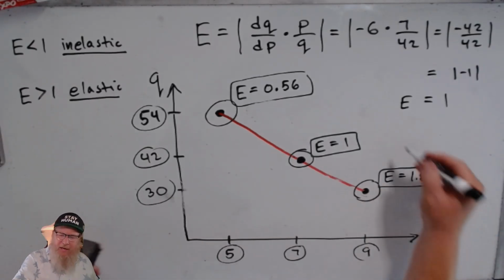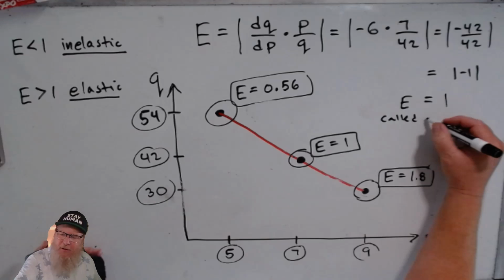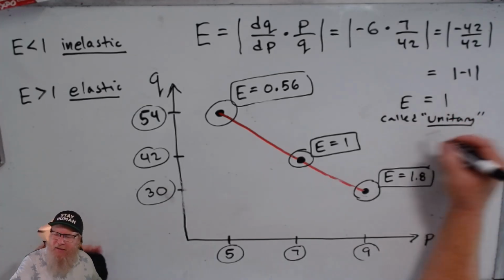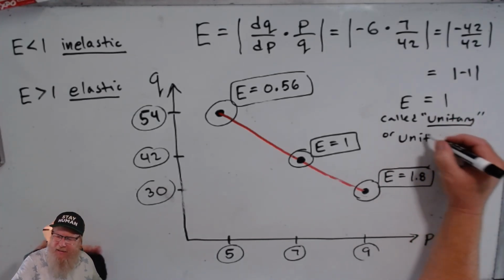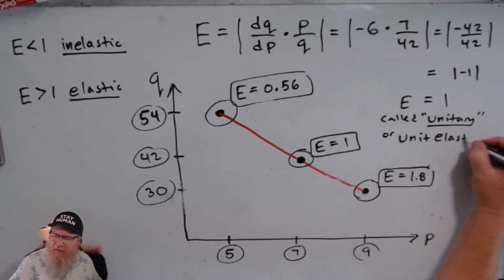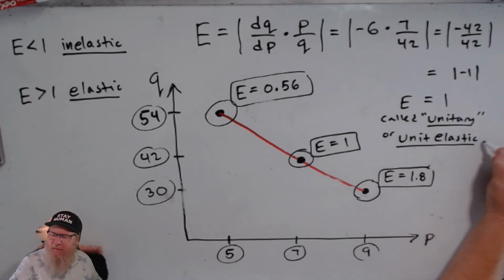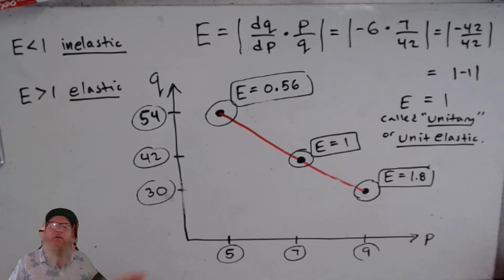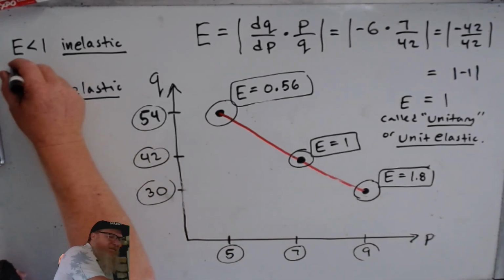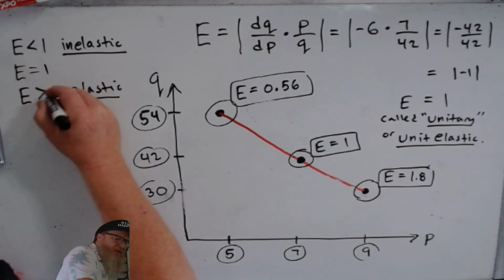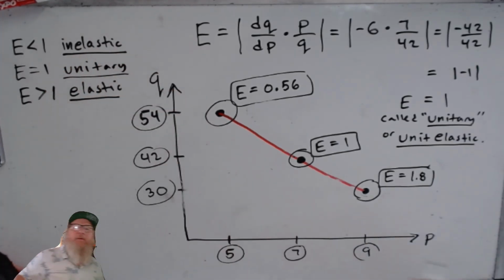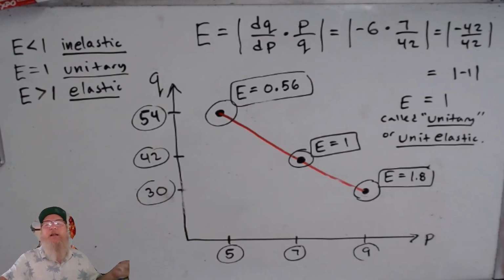All right, so E is 1. This is called unitary. This one has lots of different terms, or unit elastic. Same thing. Unitary is the quick way to say it, or unit elastic, or the long way to say it is the demand is of unit elasticity. I'm just going to say unitary. But I might sometimes say unit elastic.